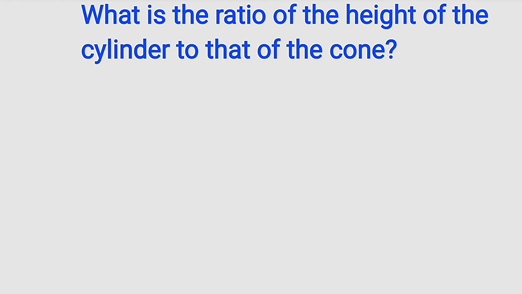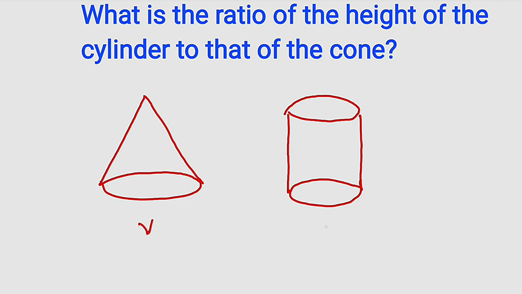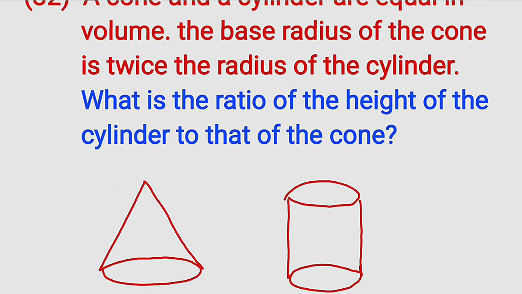Okay, I would like to make a simple sketch here. So we have something like this. This is a cone, and we have a cylinder. Something like this. So it stated that if the volume of this cone is V, then the volume of the cylinder is also V. According to the question, they have equal volumes.